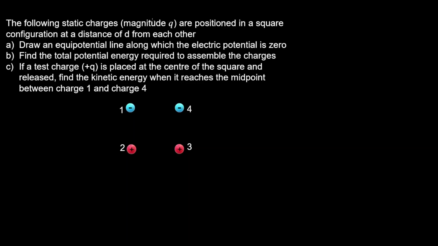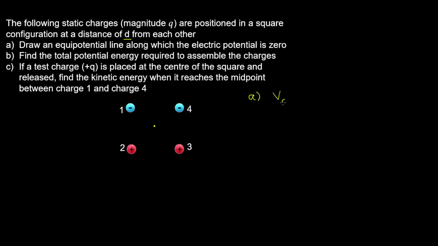The following static charges with a magnitude of q are positioned in a square configuration at a distance d from each other. Part A asks us to draw an equipotential line along which the electric potential is 0. If we start by looking in the middle of the electric field, we can visualize that the radial distance of the negative charge is equal to the radial distance of the positive charge from this point.